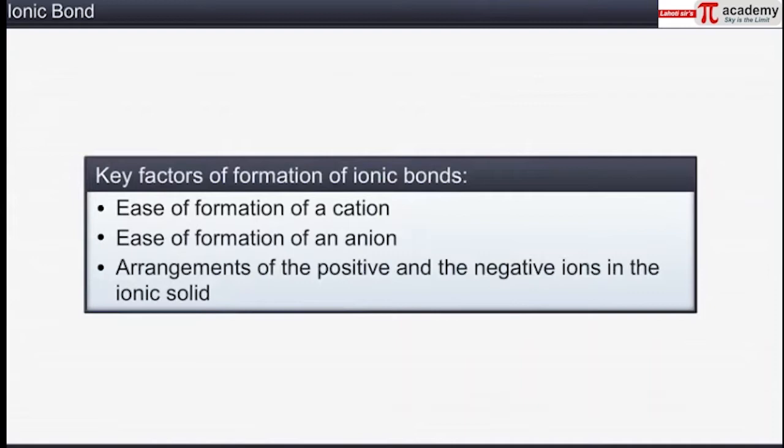The formation of ionic bonds depends upon the following three key factors. First, the ease of formation of a cation. Second, the ease of formation of an anion. And finally, the arrangements of the positive and the negative ions in the ionic solid.